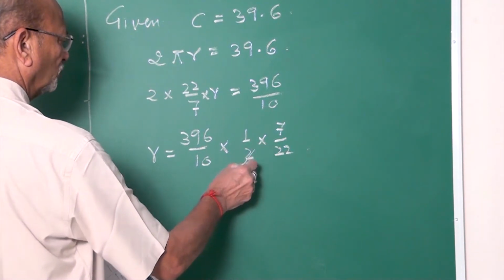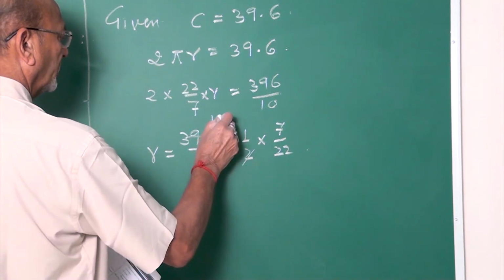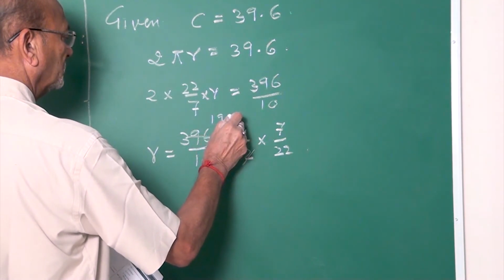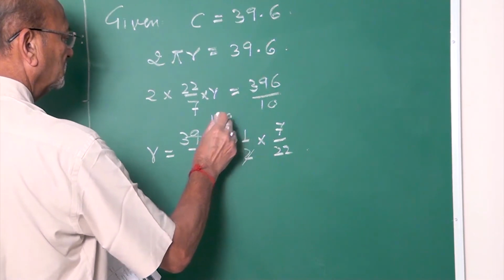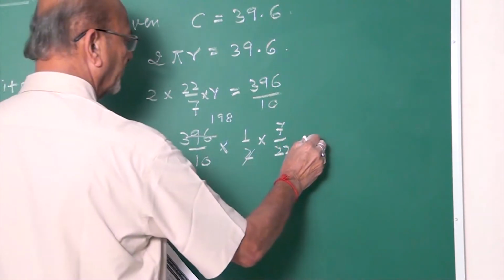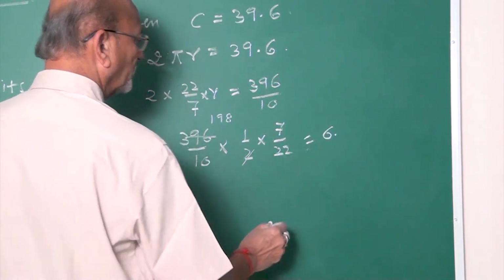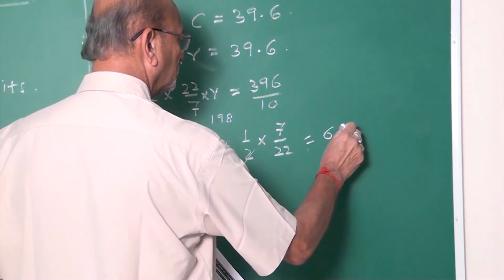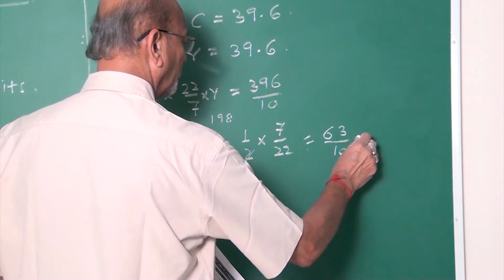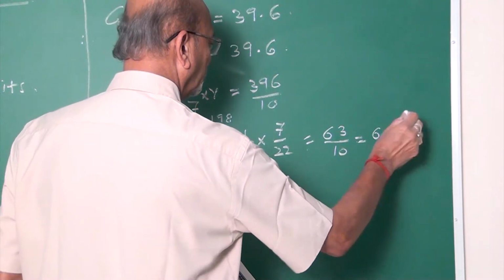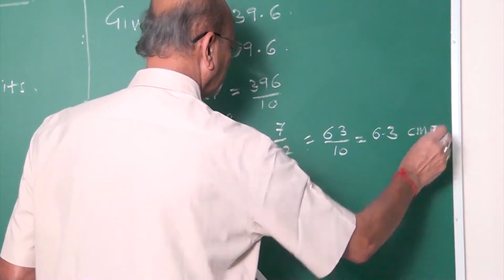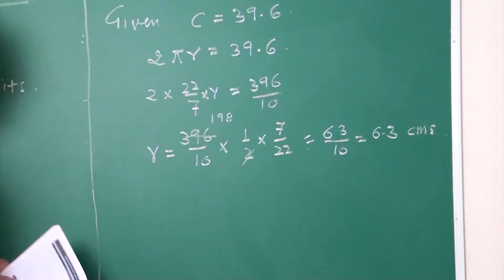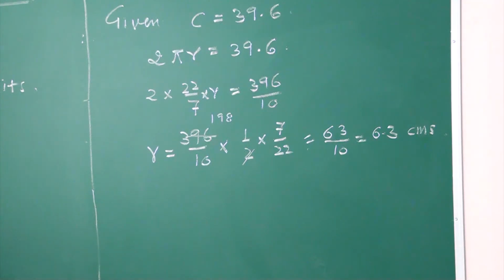If you simplify this, 2 cancels with what? 1. 19 means 9, 18. This is 18. Like this, if you simplify directly, I will get this equal to 63 upon 10, which is 6.3 centimeters. This is the radius. If you simplify it, 63 upon 10 is nothing but, my friends, 6.3.